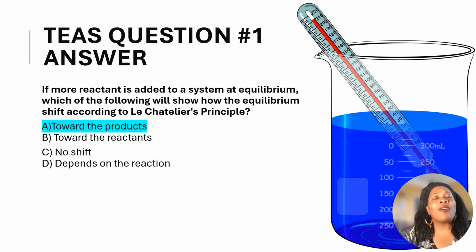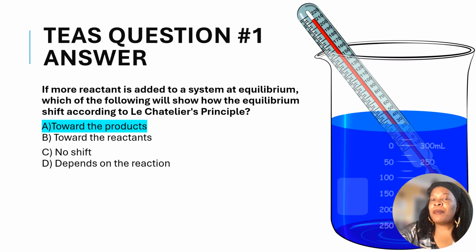Now let's take a look at why the other answer choices are incorrect. Letter B says it'll shift towards the reactants. Well, we know that is incorrect because adding more reactants does not cause the system to shift towards the reactants. Instead, the system shifts in the opposite direction towards the products to reduce the added reactants. Letter C, no shift. Well, we know that is also incorrect because adding more reactants disturbs the equilibrium. According to Le Chatelier's principle, the system must shift to counteract this change, meaning there will be a shift, not no shift. And then finally, letter D, it depends on the reaction.